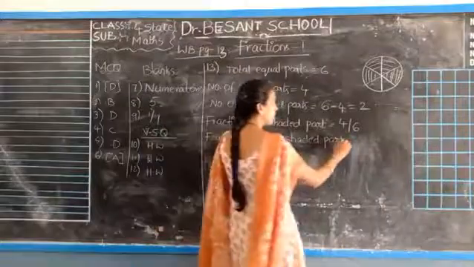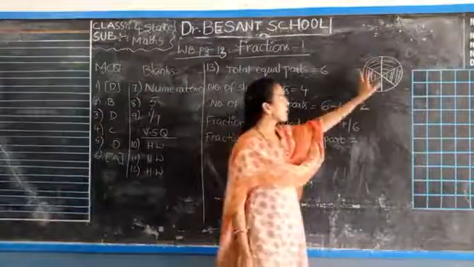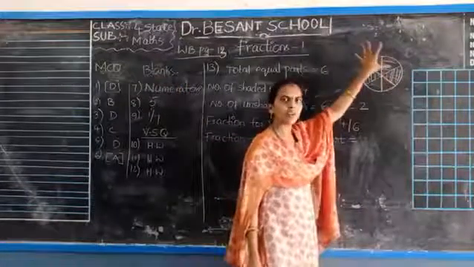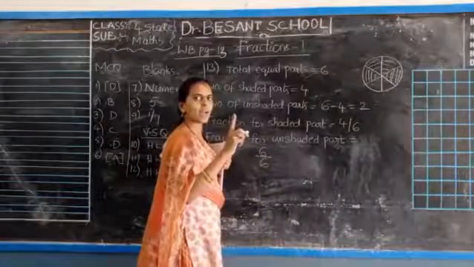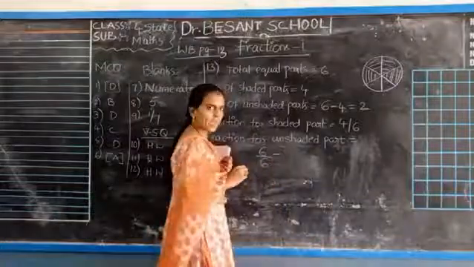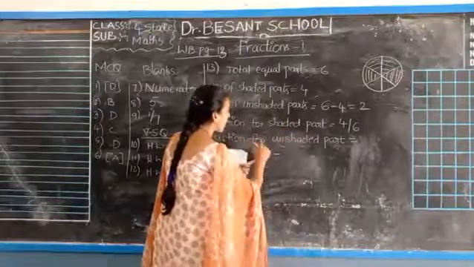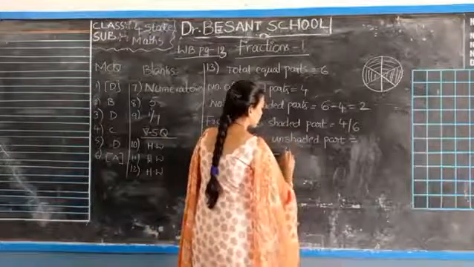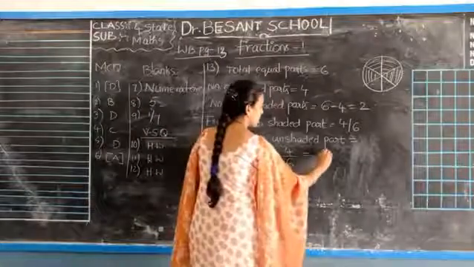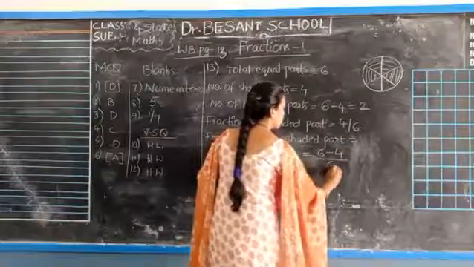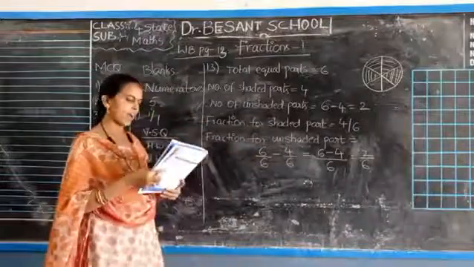Yes. So to get the unshaded parts, we should know the total parts. Here the total parts are 6. 6 equal parts out of 6, so 6 by 6 is the whole. I told you how to calculate the whole fraction. Minus the shaded parts, given as 4 by 6. We are subtracting that 4 by 6 from the total, and we will get the unshaded parts. So 6 minus 4 is how much? 2. 2 by 6 is the fraction for the unshaded part. In this way we have to do.